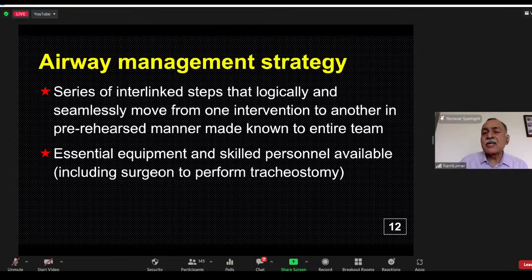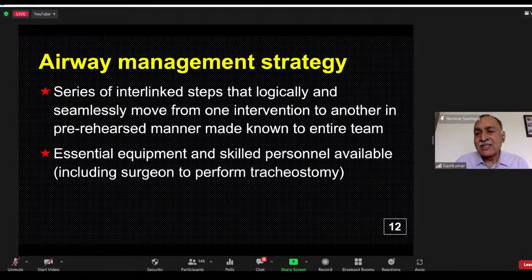Your mind, your team, and your equipment and operation theater staff must be always working with patients with an open mind. So an airway management strategy or plan is nothing but a series of interlinked steps that logically and seamlessly, both these terms are important. It's a logical sequence. It's a seamless sequence. It needs to move from one intervention to another without having to waste time. So it is a pre-rehearsed option. It's a pre-rehearsed strategy that is known to the entire team. It's not that Dr. Ramkumar is managing the case and therefore only Dr. Ramkumar should know. But in that case, nobody else will come to Dr. Ramkumar's assistance when he needs that assistance.